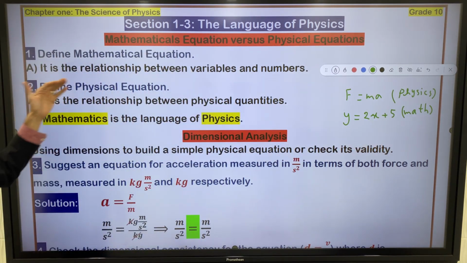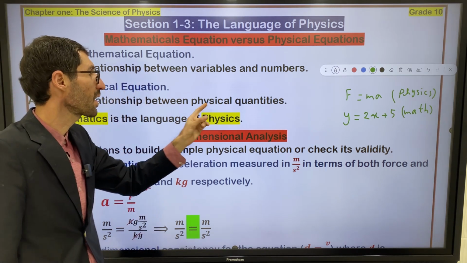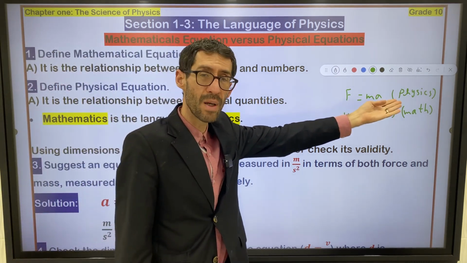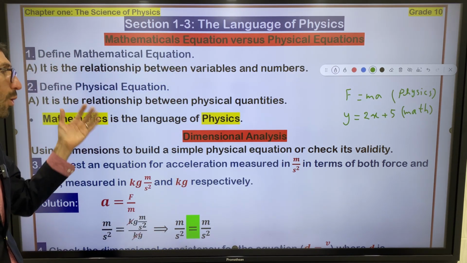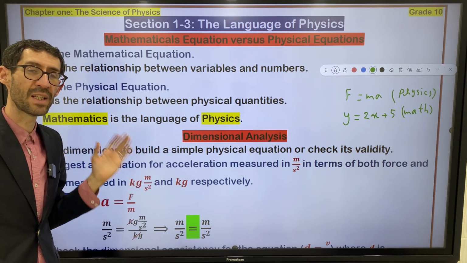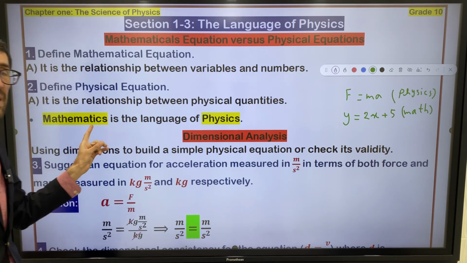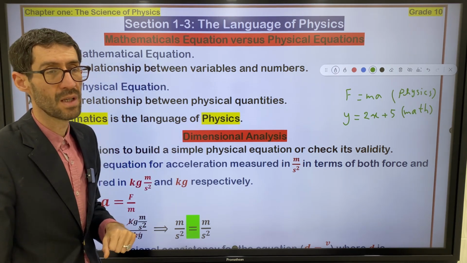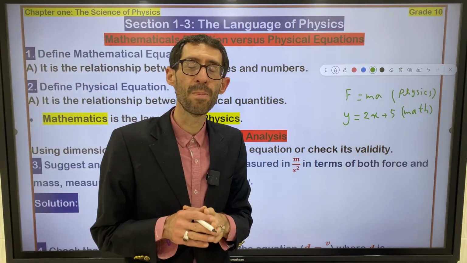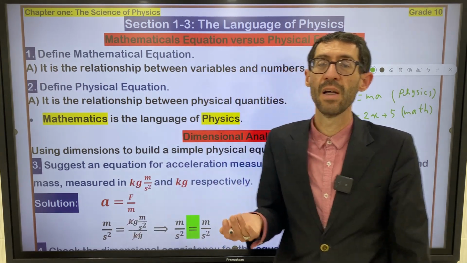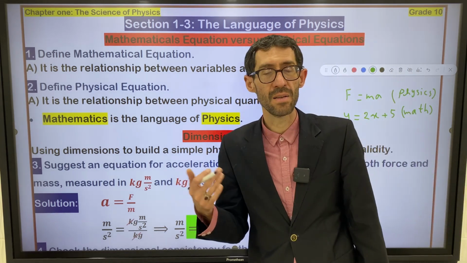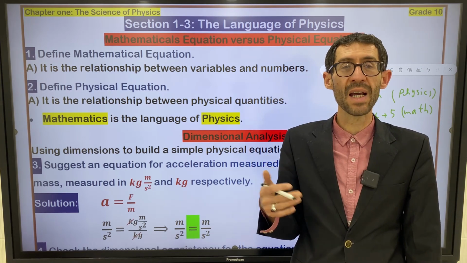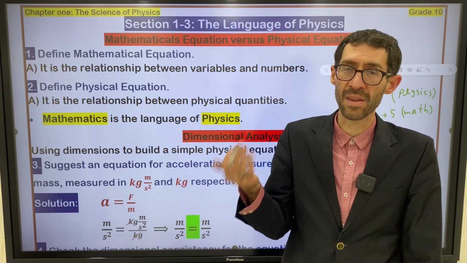Question number 2, define physical equation. It's the relationship between physical quantities, like this, F is equal to ma, right? And we have a note here. I told you at the beginning of my lecture, mathematics is the language of physics. So we explain our idea by means of numbers, by means of equations. That's why physics has its own language, and its language is mathematics.